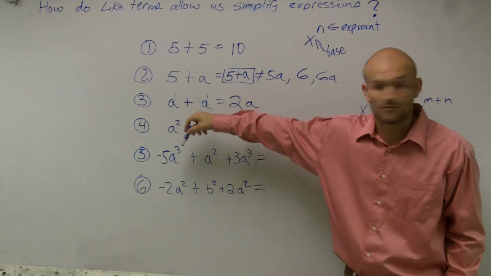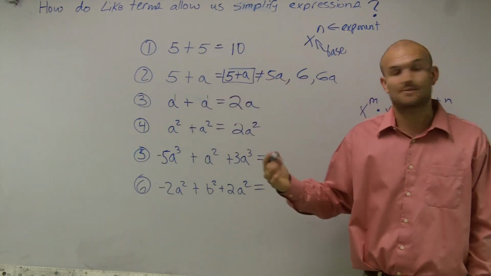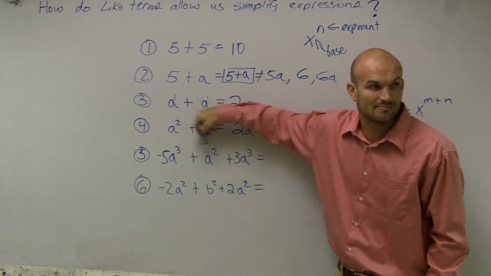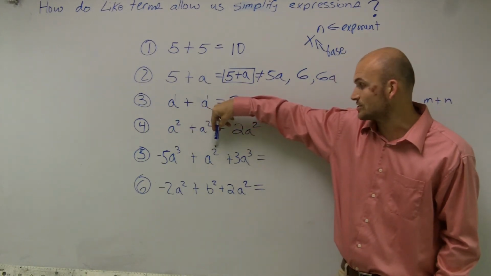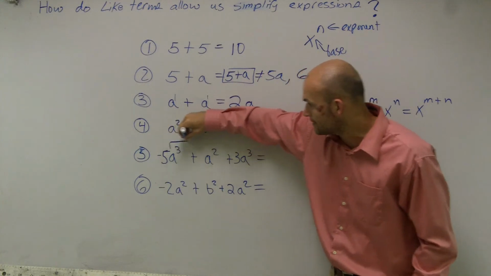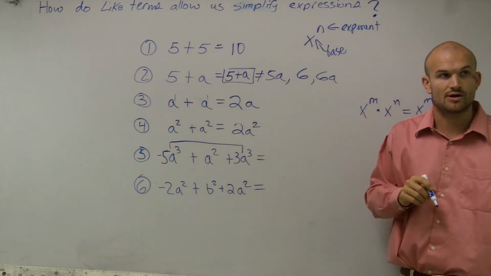So you have them when they have the exact same exponents and the same base. So obviously, I cannot combine either one of these with my a squared. The only two I can combine are these two terms.